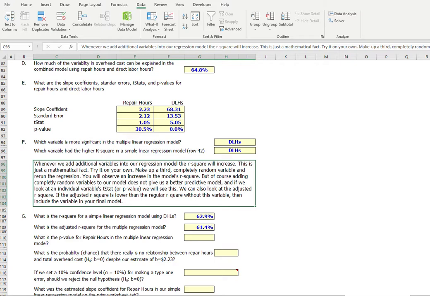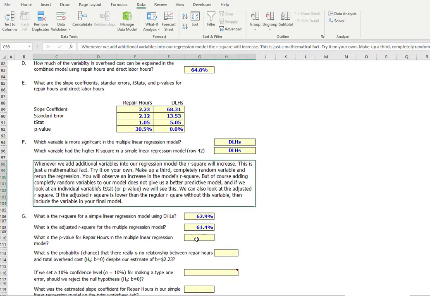But of course, adding completely random variables to our model does not necessarily give us a better predictive model. And if we look at an individual variable's t-stat or p-value, we will see this. And we can also look at the adjusted R-square. If our adjusted R-square is lower than the regular R-square without the variable, then we probably shouldn't include the variable in our final model.